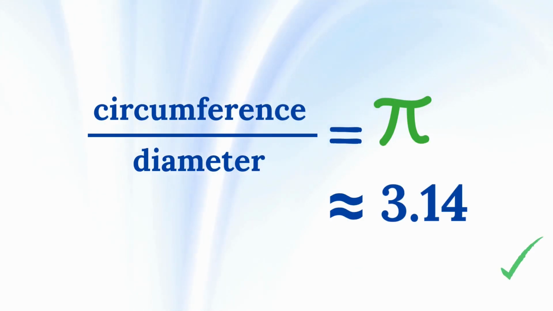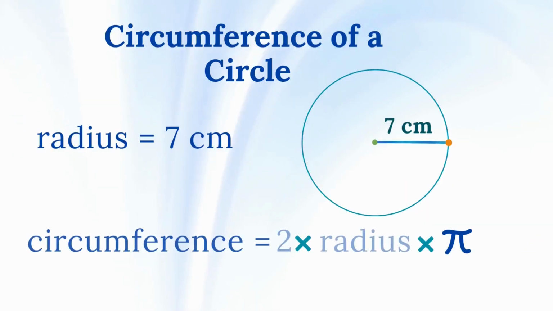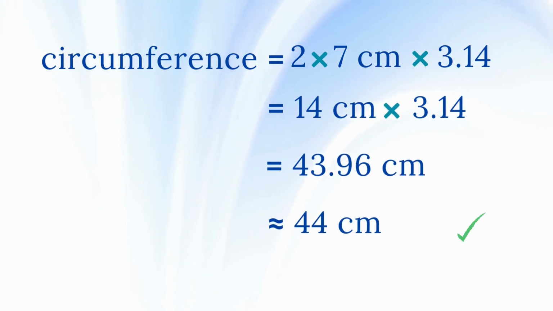When we divide the circumference by the diameter, we always get a value close to 3.14. This number is called pi, and we write it as the Greek letter pi. Now, let us find the perimeter of our circle. If our circle has a radius of 7 centimeters, then the circumference equals 2 times the radius times pi. That means the circumference equals 2 times 7 times 3.14, which is about 44 centimeters.